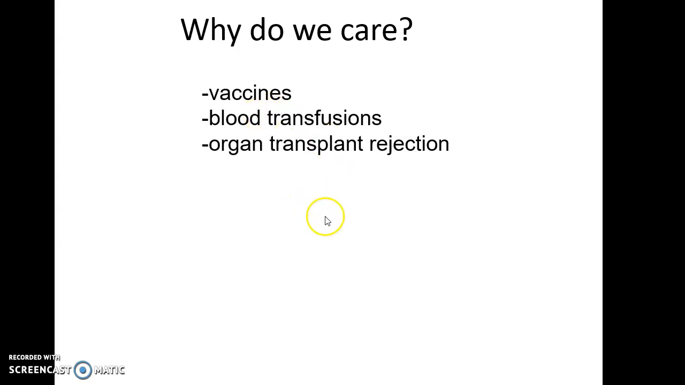With blood transfusions, as we know, if you get the wrong kind of blood transfused in, then that can cause a major agglutination effect and cause you to die. And then organ transplants, obviously, we don't want the person receiving the organ to have their immune response attack the new organ, because then it's not going to be able to function. And that is it for this part of Lab 10.